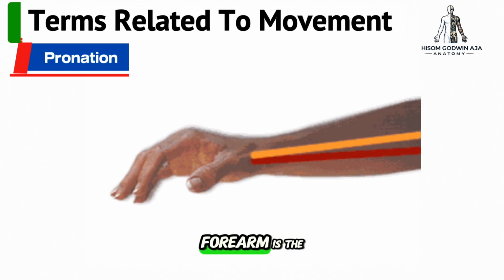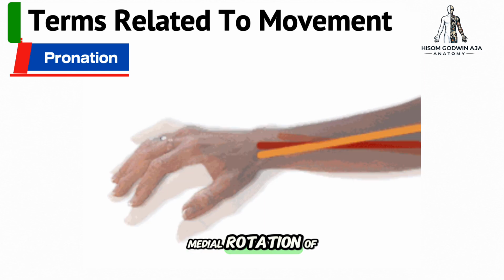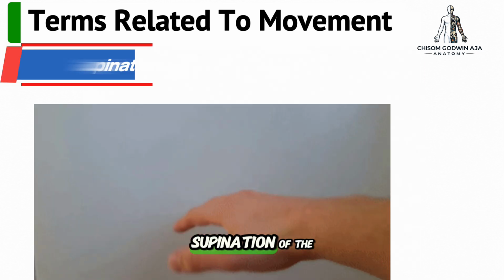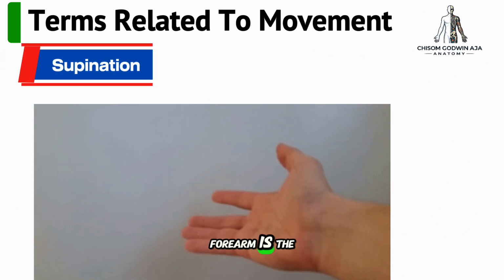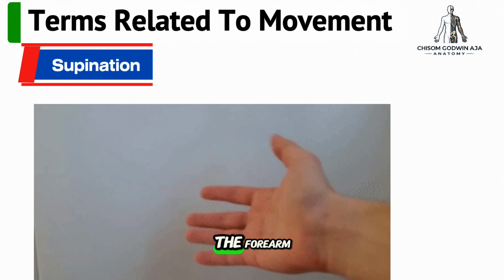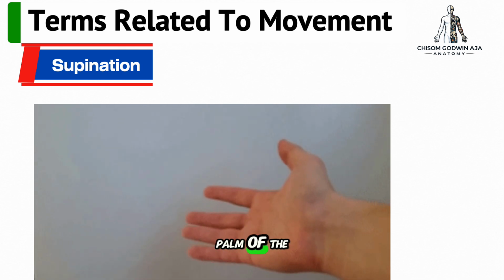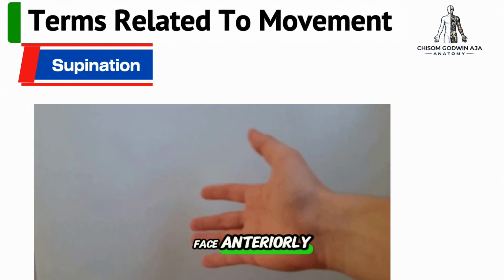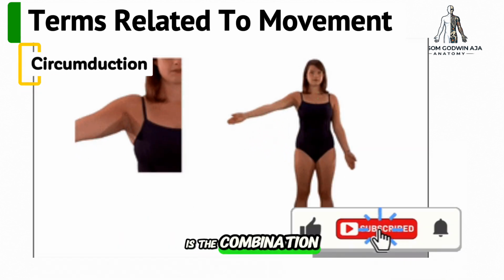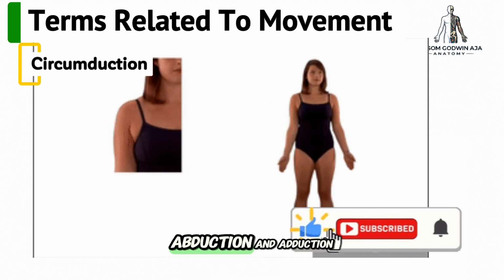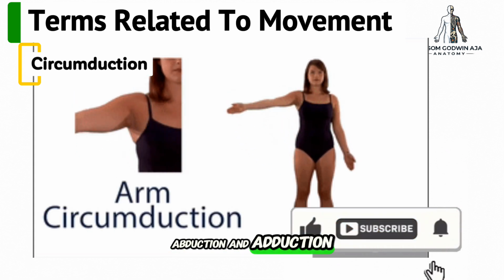Pronation of the forearm is the medial rotation of the forearm in such a manner that the palm of the hand faces posteriorly. Supination of the forearm is the lateral rotation of the forearm from the pronated position so that the palm of the hand comes to face anteriorly. Circumduction is the combination in sequence of the movements of flexion, extension, abduction, and adduction.